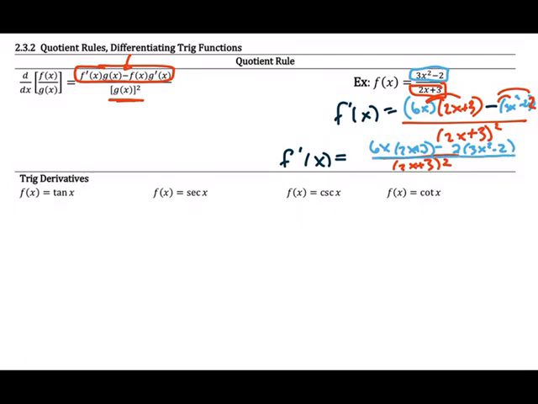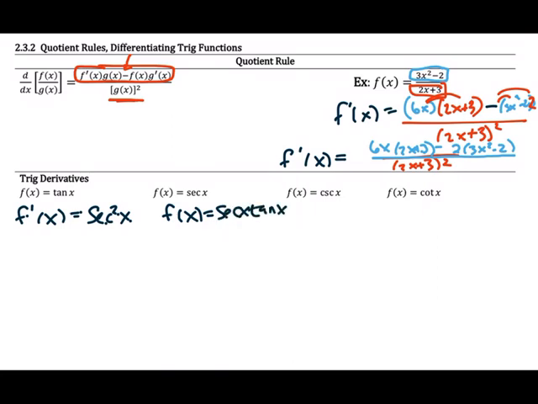The other new thing we're bringing in this video is that we have talked about how the derivative of sine is cosine and how the derivative of cosine is negative sine, but what we haven't talked about are the derivatives of tangent, secant, cosecant, and cotangent. So the derivative of tangent, f prime of x in this case, is secant squared of x. The derivative of secant is secant x tangent x.